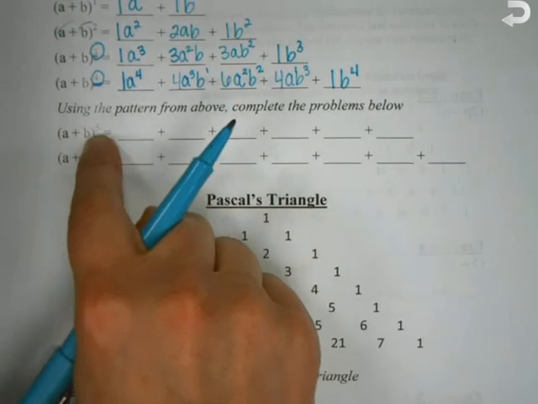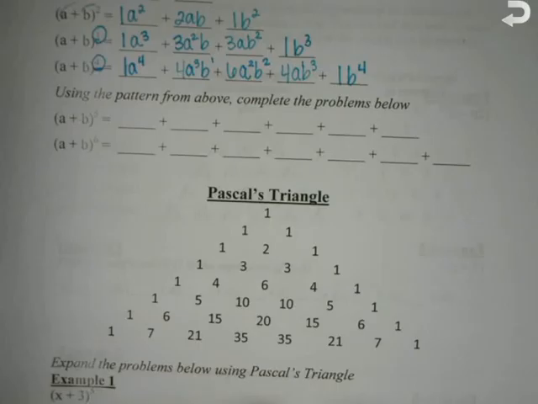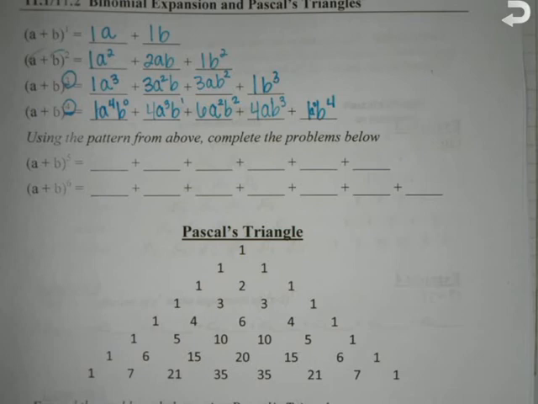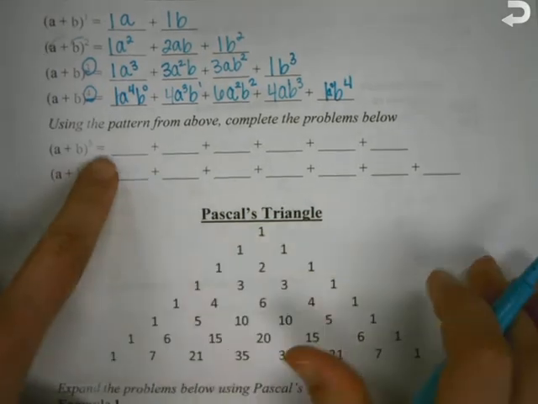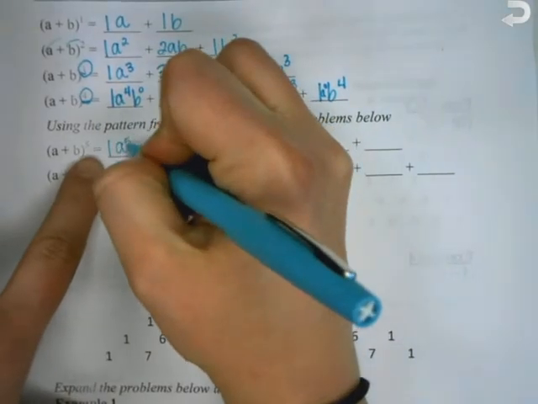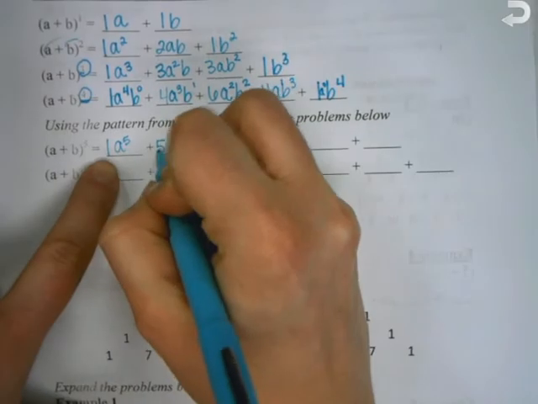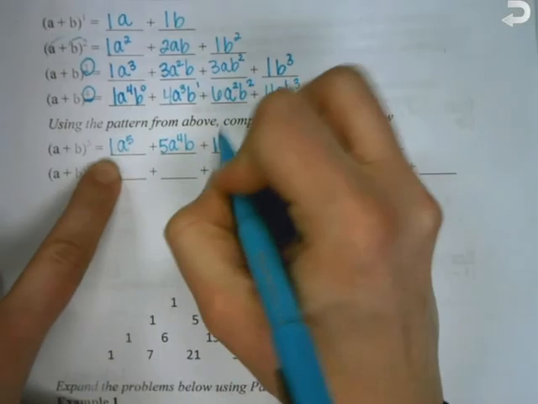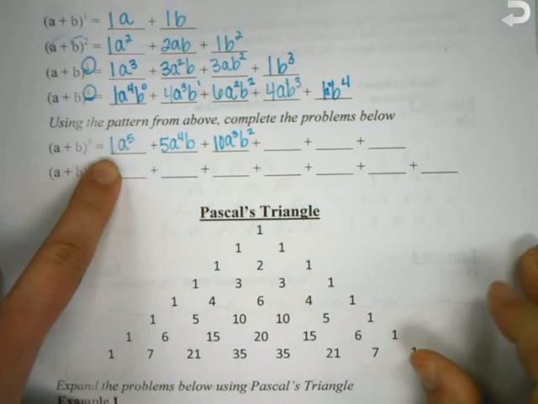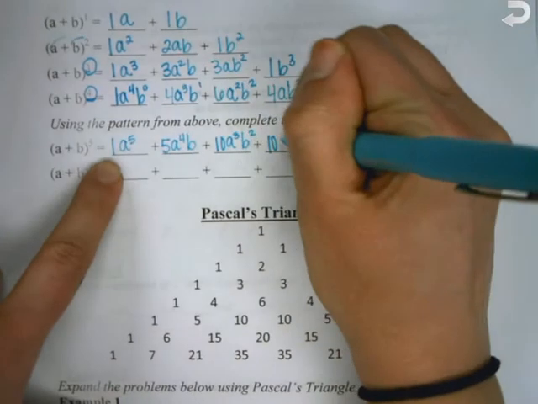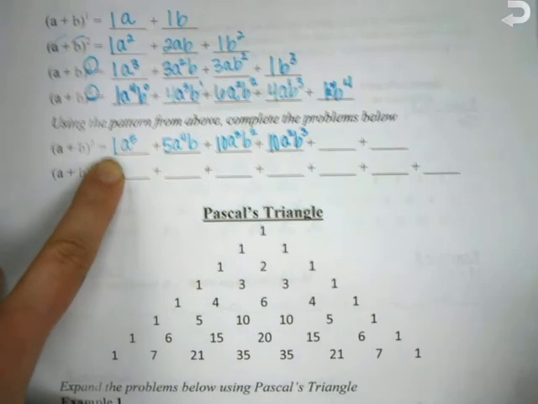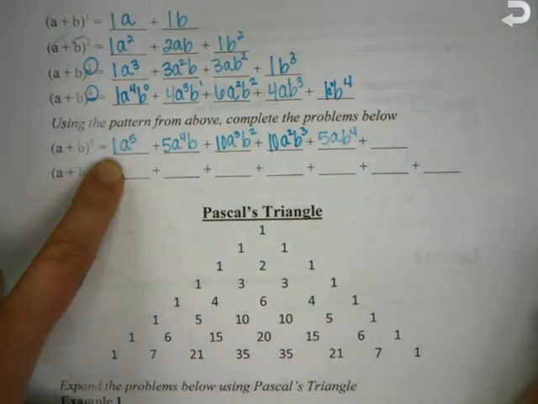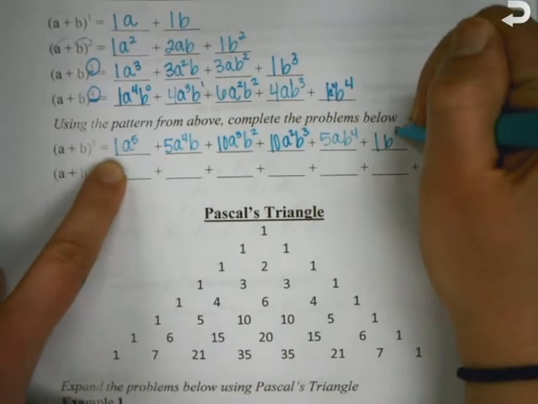Becca, do you want to read me what you got? 1a to the 5th, yes. 5a to the 4th, b. 10a to the 3rd, b to the 2nd. 10a to the 2nd, b to the 3rd. 5a, b to the 4th. 1b to the 5th. Good, that's right, got that. Okay, so somebody that got it correct, how did you find the coefficients, the numbers in front of the a's and b's?